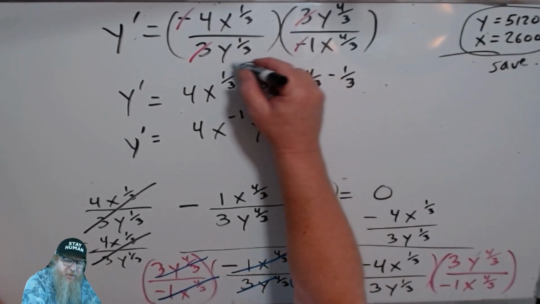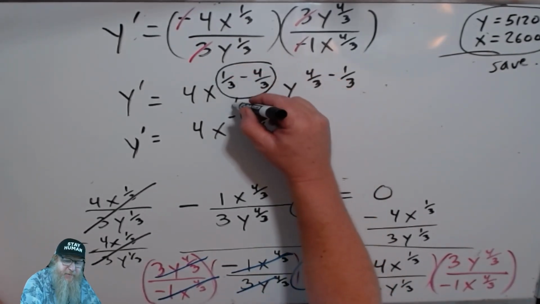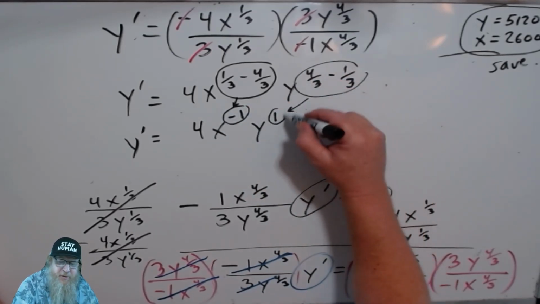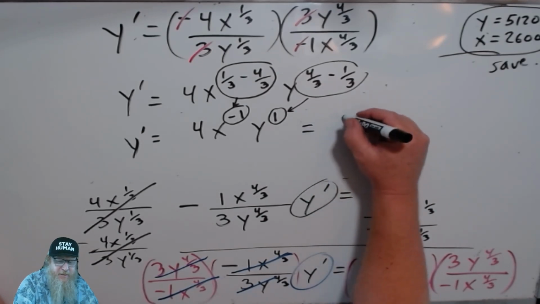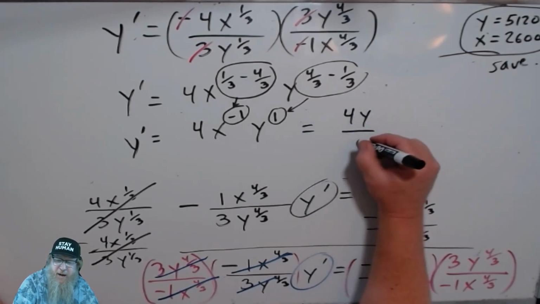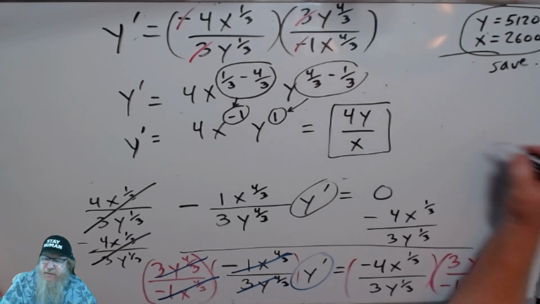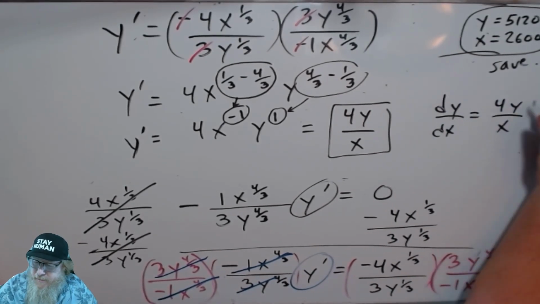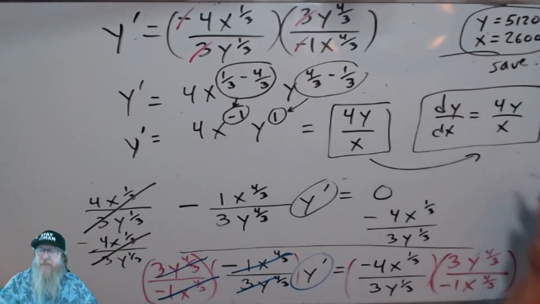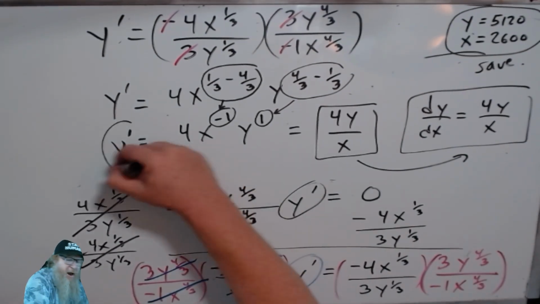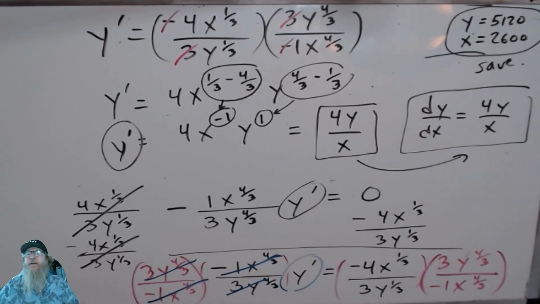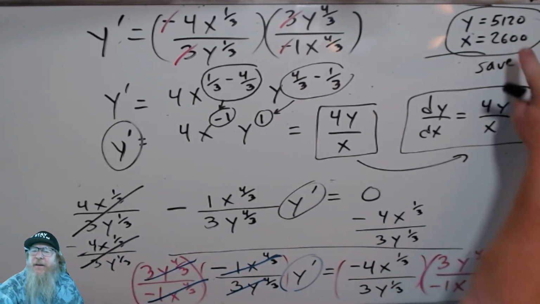So 1/3 minus 4/3 is negative 1. And 4/3 minus 1/3 is positive 1. So the derivative is 4y over x. That's your dy dx. All right, it's y prime. Same thing as dy dx. Whew, that was tough. And I haven't even plugged in the numbers yet.